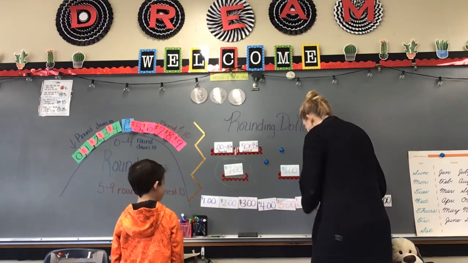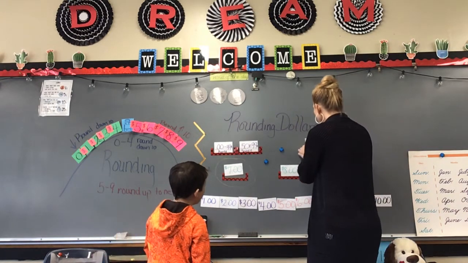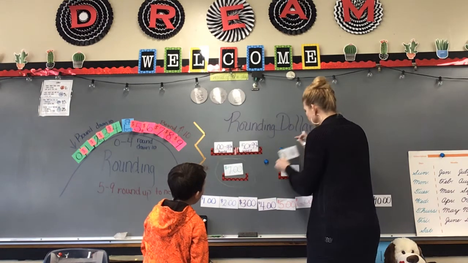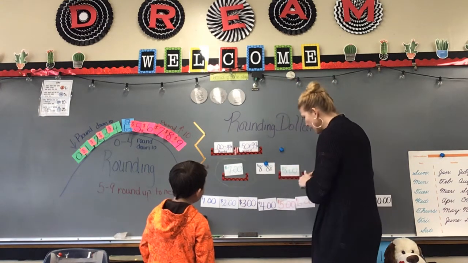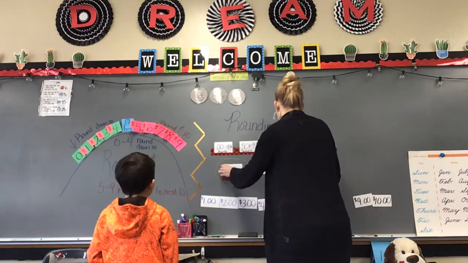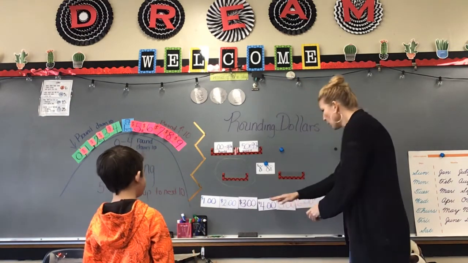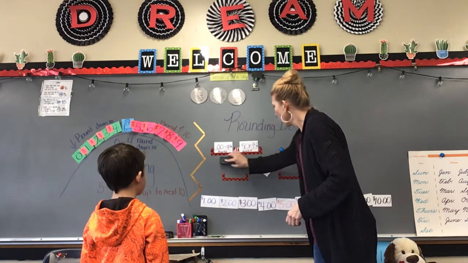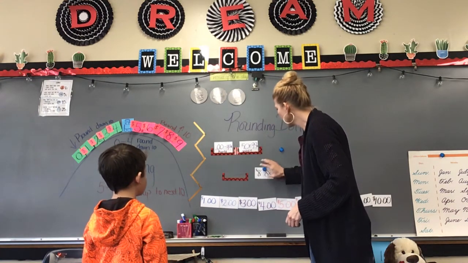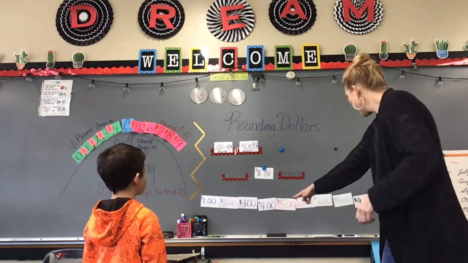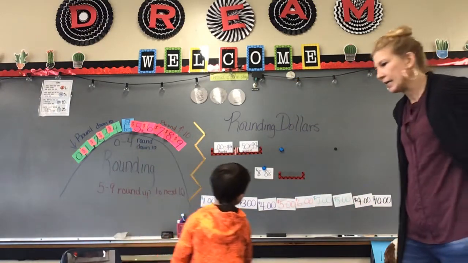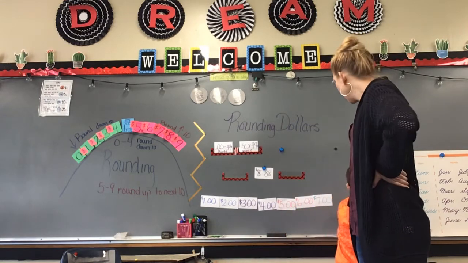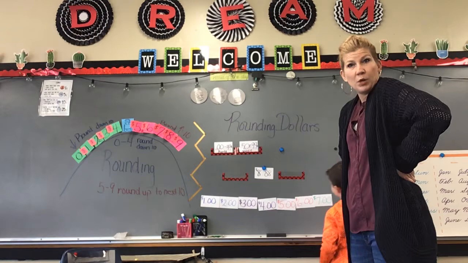All right, now here is our next number. Our next number will be $8.88. Now Ben's going to go ahead and find which ones it would be between. What $2 bills would $8.88 be between? Where would I find it? So he's going to say $8.88 would be between. Let's see what he chooses.